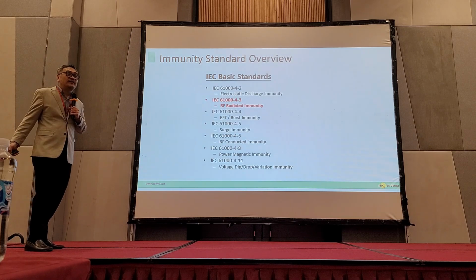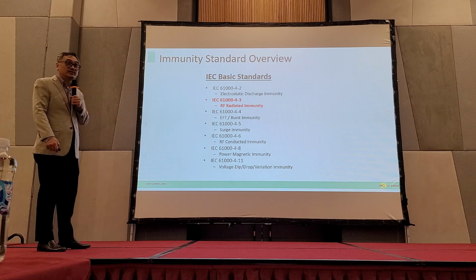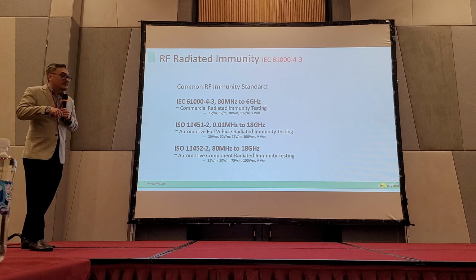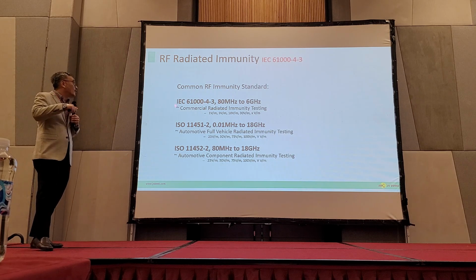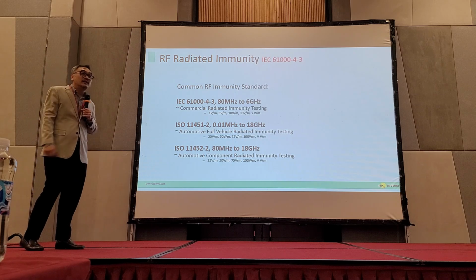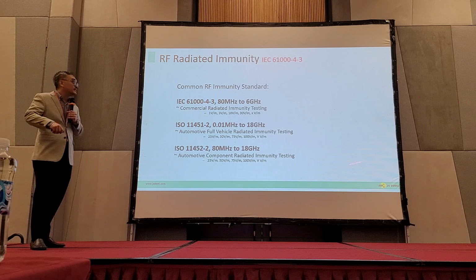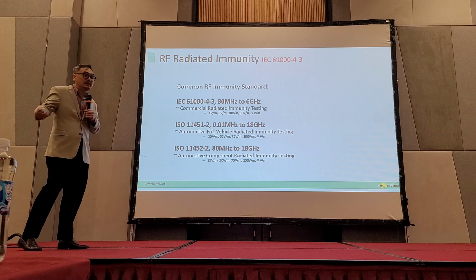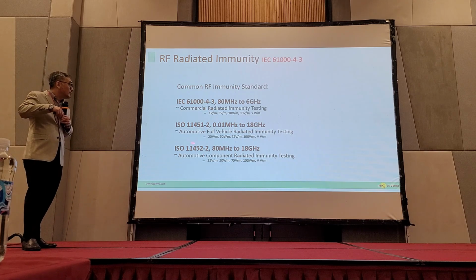Okay, RF immunity, RF radiated immunity, 61000-4-3. Again, when you talk about radiated immunity, we have so many standards also. For commercial products, typically we follow 61000-4-3. Frequency range typically is 80 megahertz to 6 gigahertz. Test level is not very high: 1 volt, 3 volt, 10 volt, 30 volts per meter.